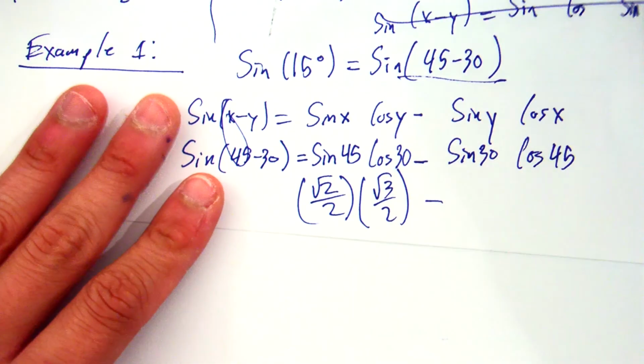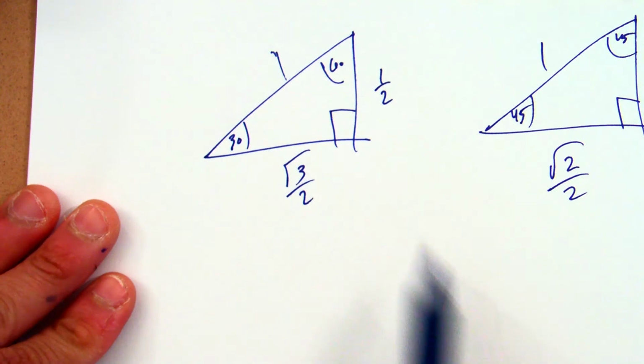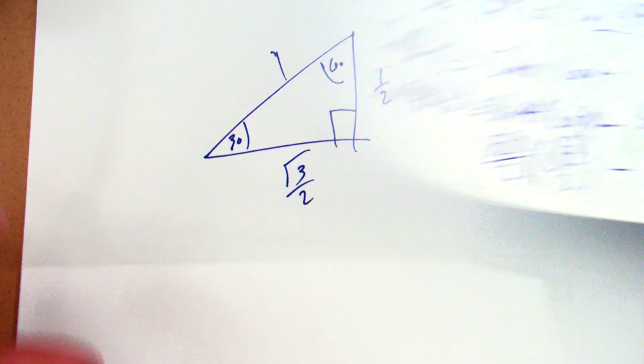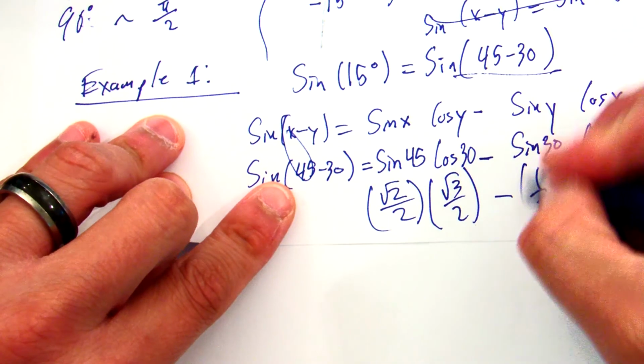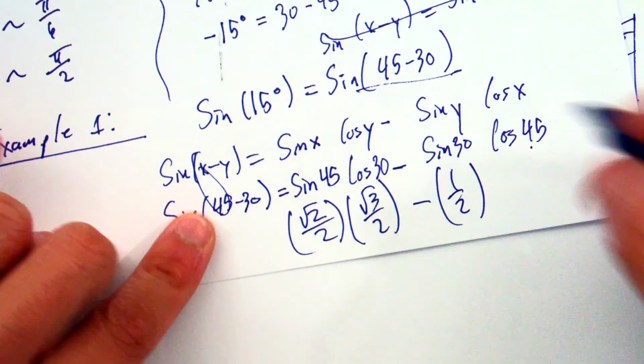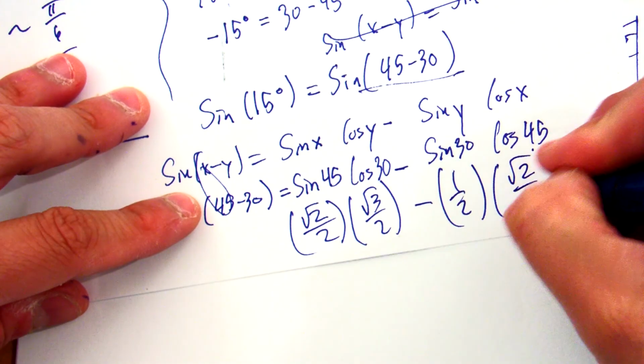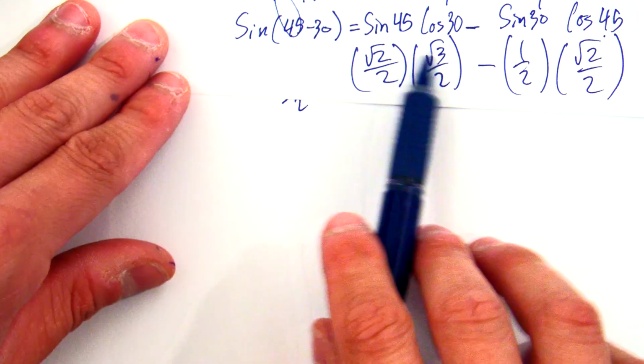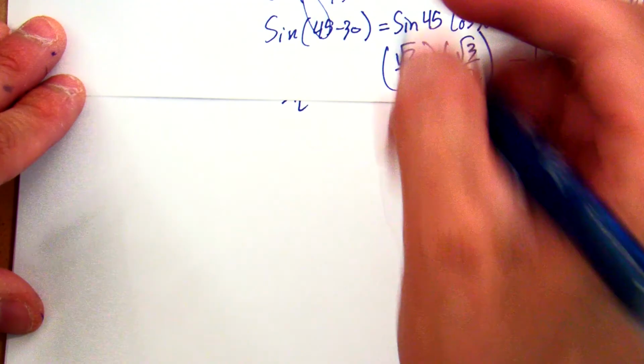What's the sine of 30? You look at your triangle. Sine is what? Opposite over what? What does that give me? 1/2. What's the cosine of 45? Square root of 2 over 2. And now we simplify. What do we get with this one? What's the square root of 2 times the square root of 3?